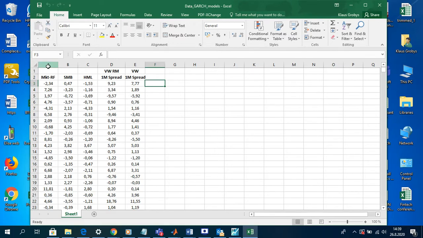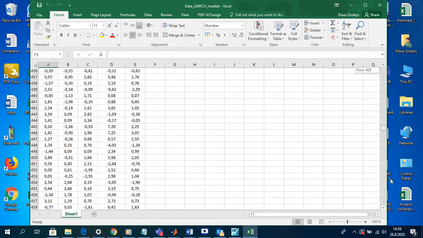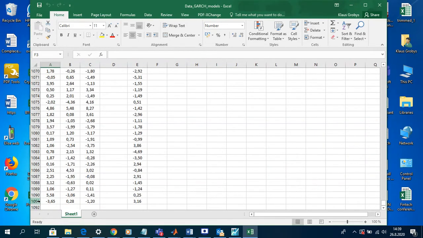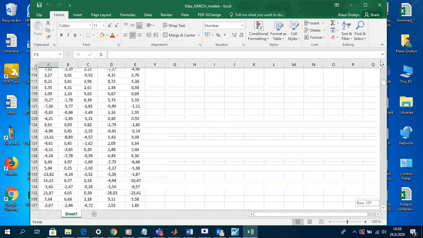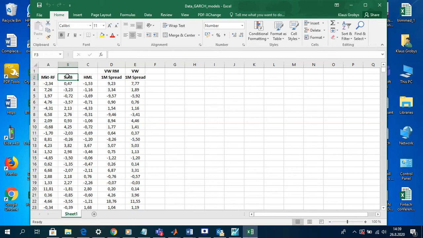You see here in the first column the market excess returns. Market minus risk-free rate is the market excess returns, and it's the CRSP index, of course, the US index. We have 1091 minus 2, so 1089 monthly observations. Second column, we have the size factor. Third column, the value factor.